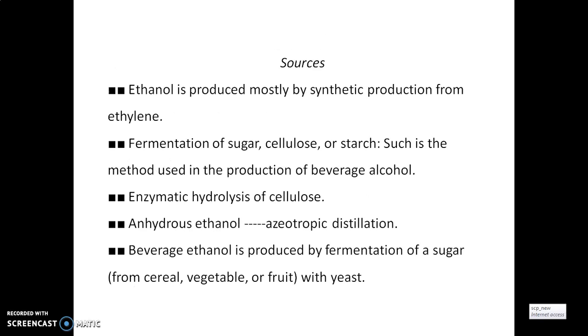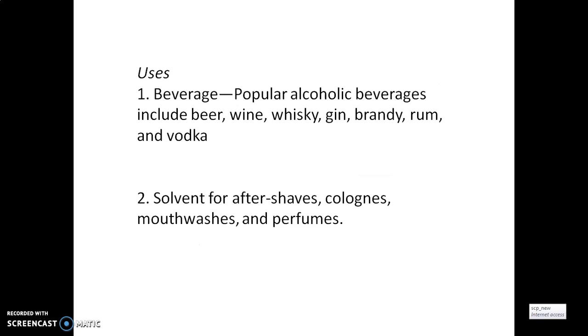Coming towards the source, ethanol is produced mostly by synthetic production from ethylene, or by fermentation of sugar, cellulose or starch. The fermentation method is used in the production of beverage alcohol. Enzymatic hydrolysis of cellulose can also produce anhydrous ethanol. Even the azeotropic distillation method can be used. And beverage ethanol is produced by fermentation of sugar from various cereals, vegetables or fruits with the help of yeast.